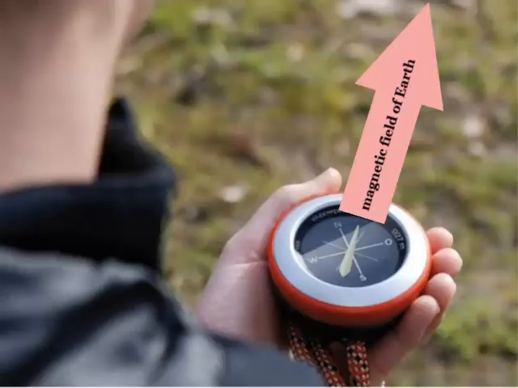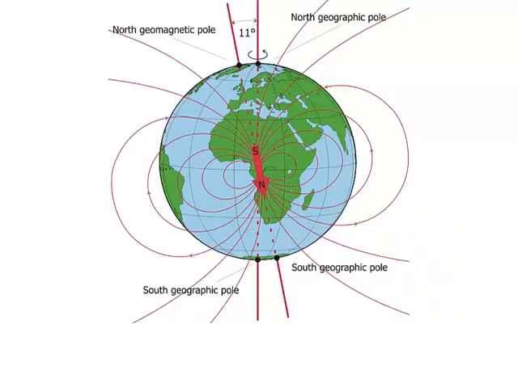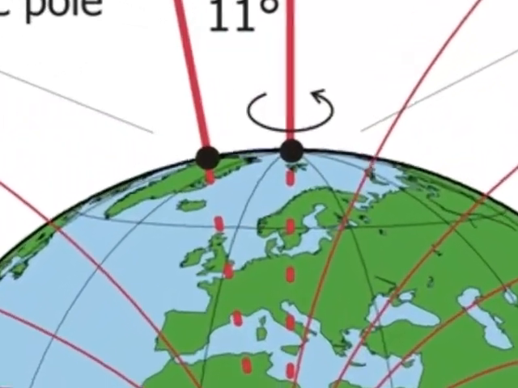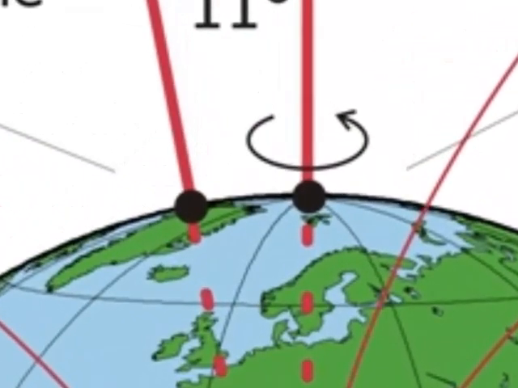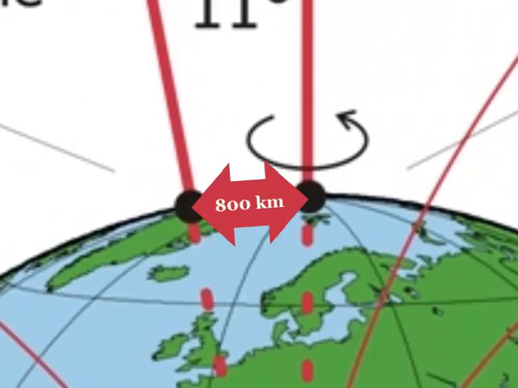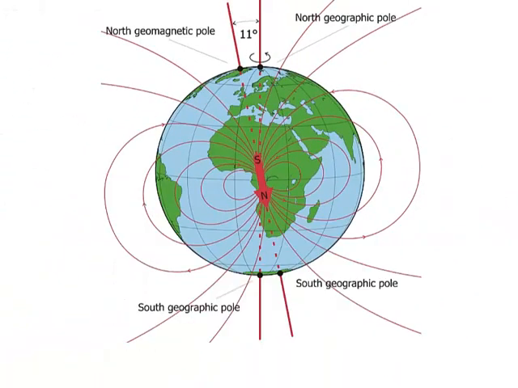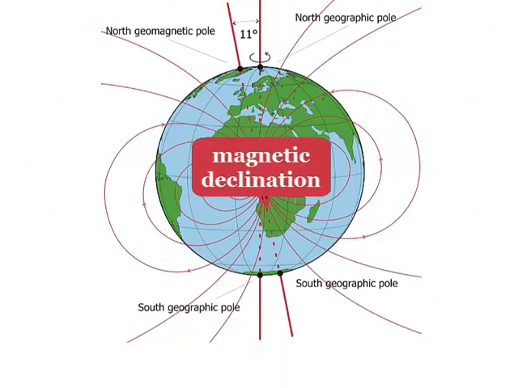The compass aligns with the magnetic field of Earth, but the magnetic poles of Earth do not coincide with the geographic poles. The magnetic pole in the northern hemisphere, for example, is located some 800 kilometers from the geographic North Pole. This means that compasses do not generally point to true north. The discrepancy is known as the magnetic declination.